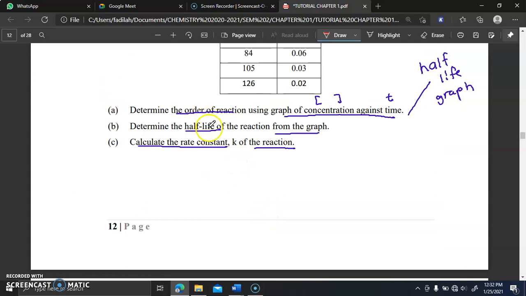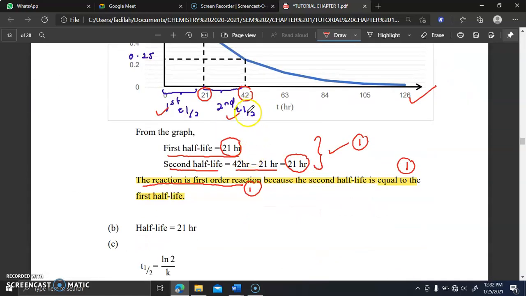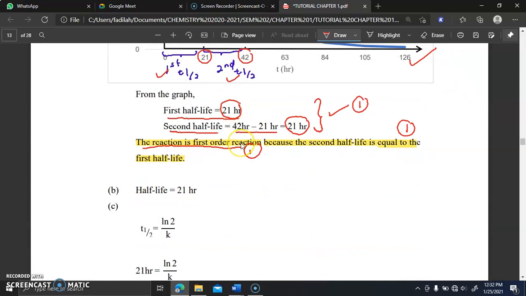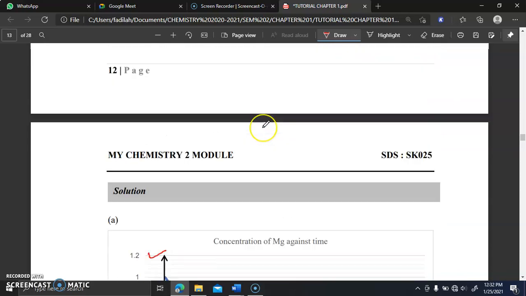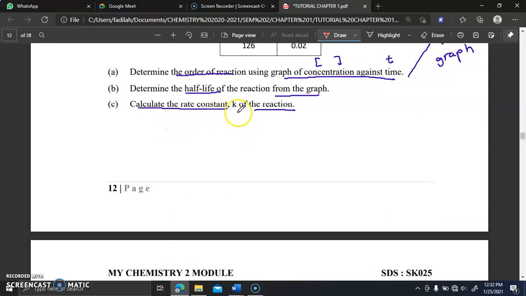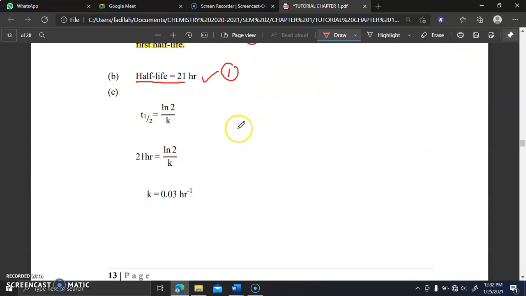The question B, determine the half-life of the reaction. So, half-life ini mesti we get from the graph. Since the graph give you the value of half-life is 21 hours, so half-life is 21 hours. And then C, calculate the rate constant K of the reaction. So untuk cari K, we have to apply a half-life equation. Untuk first order reaction, which is T half equals to ln 2 over K. So we want to find the K value, so we substitute the half-life, which is 21 hour. And then you will get K equals to 0.03 hour negative 1. So unit is compulsory as usual.